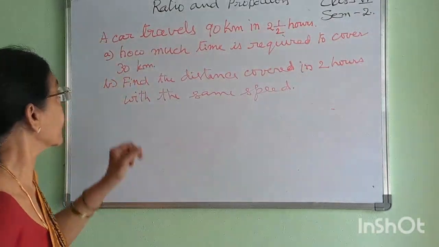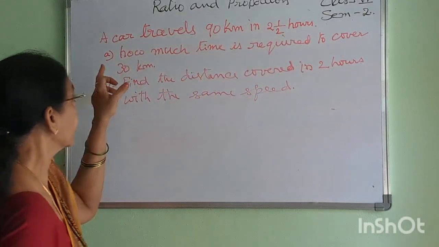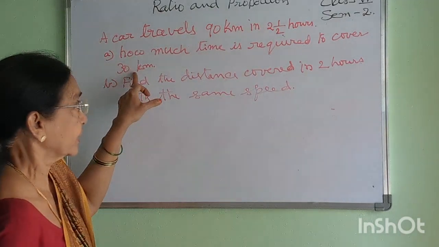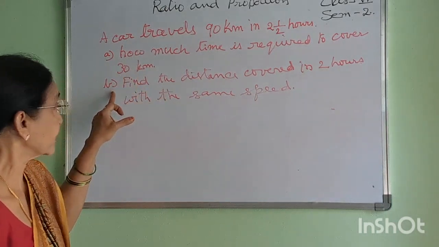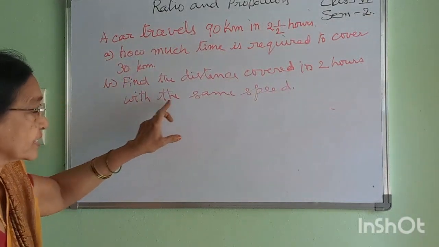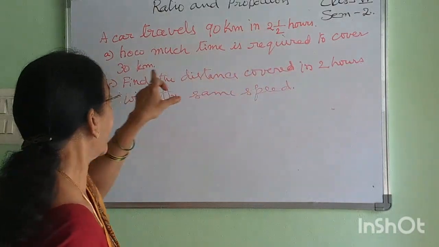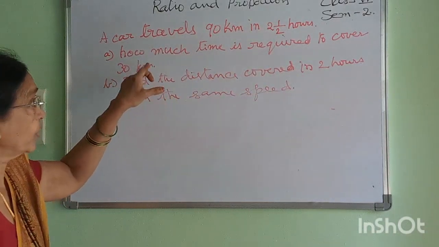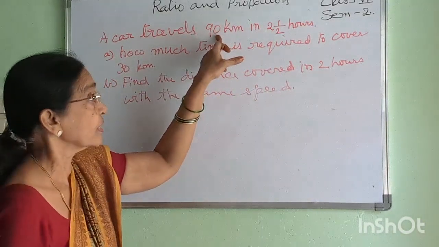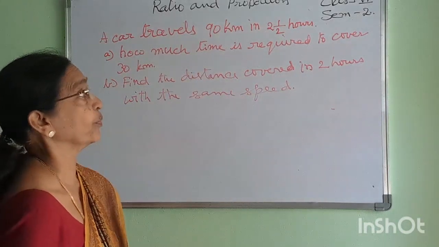So coming to the next example, a car travels 90 kilometers in 2.5 hours. First question, how much time is required to cover 30 kilometers? Second question, find the distance covered in 2 hours with the same speed. So it takes 2.5 hours to cover 90 kilometers. So we have to find out the time required to cover 1 kilometer.